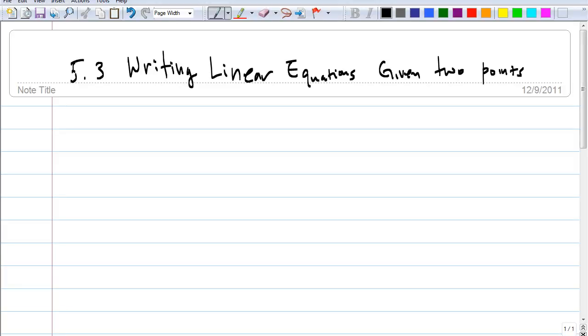Just like that extra credit problem on your test, if I have 2 points, there's a way to find the equation of a line. That's what we're going to work on. A lot of you ask, how do you do that problem? Well, that's what we're going to work on today. It says writing linear equations given 2 points.